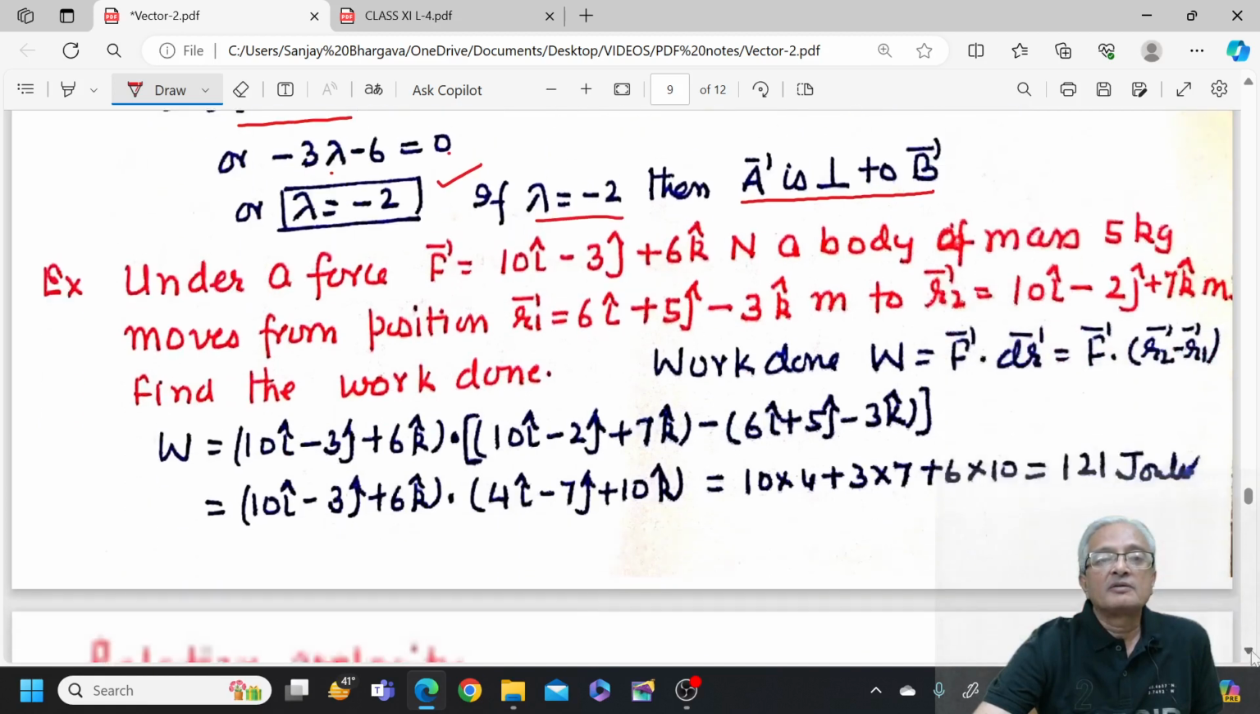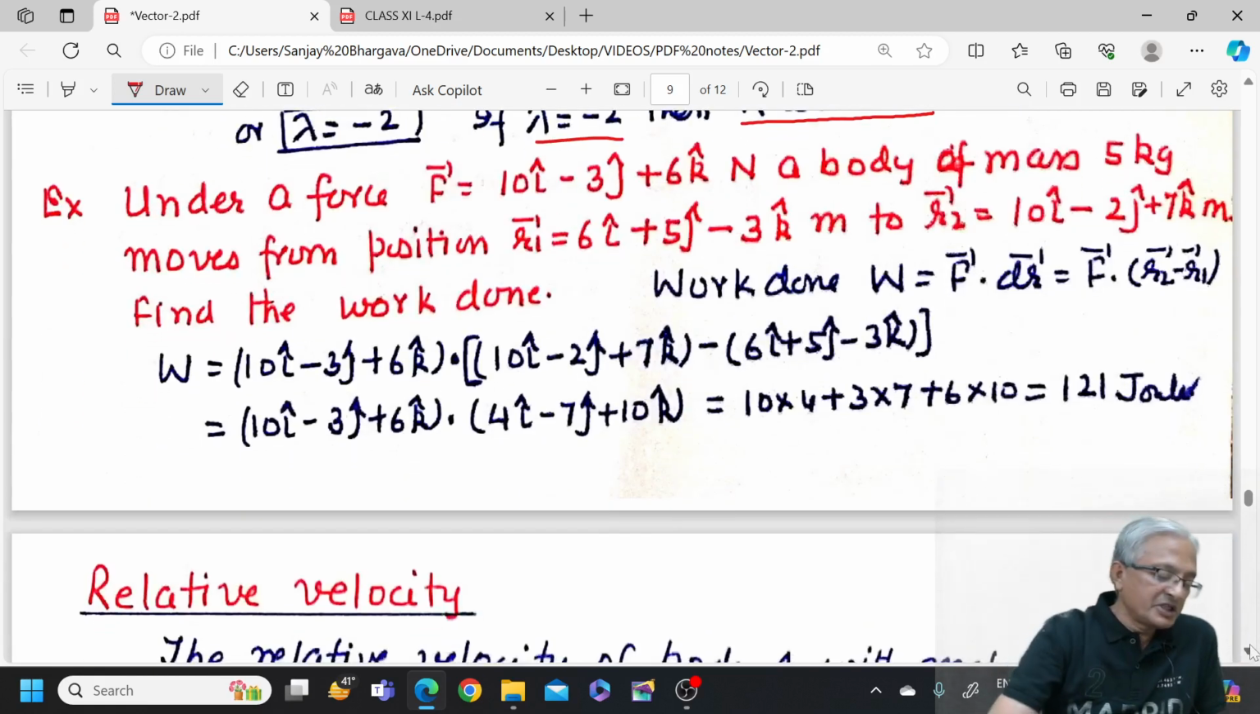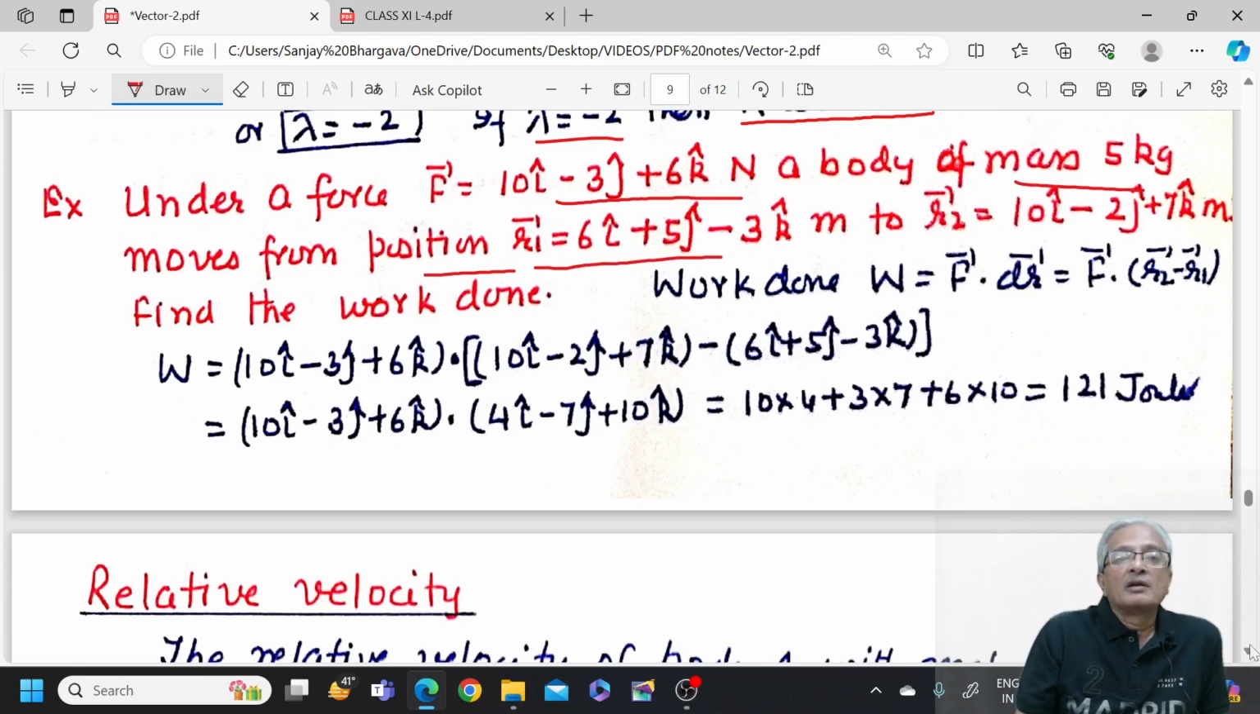Another example here for the vector multiplication. It says under a force 10 i cap minus 3 j cap plus 6 k cap Newton, a body of mass 5 kg moves from position R1, defined by the position vector 6 i cap plus 5 j cap minus 3 k cap meter, to R2, that is 10 i cap minus 2 j cap plus 7 k cap meter. Find the work done.